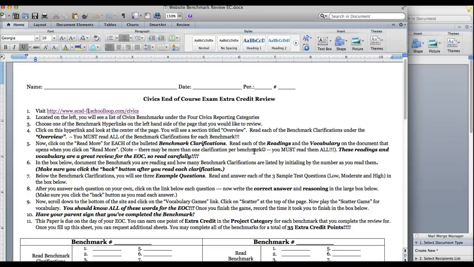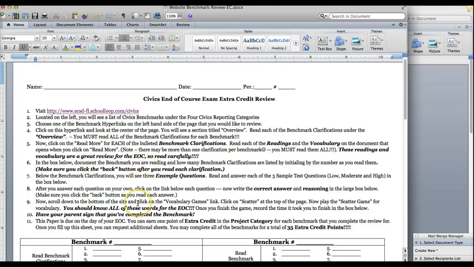These readings and vocabulary are a great review for the EOC, so read carefully and read actively. Everything you've learned about reading, you want to put into this. Make sure you're thinking about what you're reading. You might ask yourself questions. You might say, oh, I didn't know that. You might want to highlight something. So make sure you're actively reading your material.